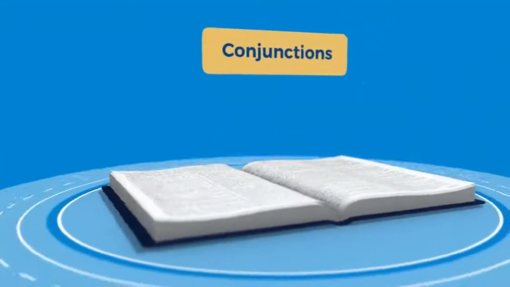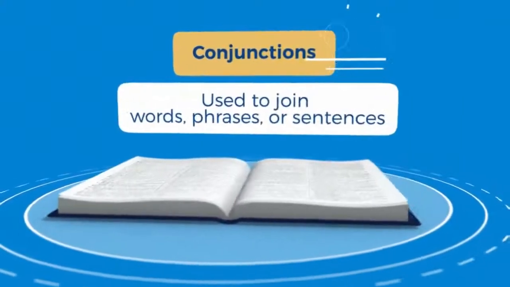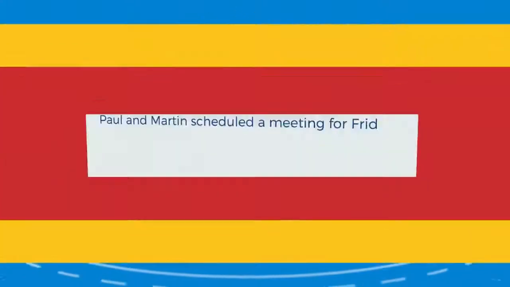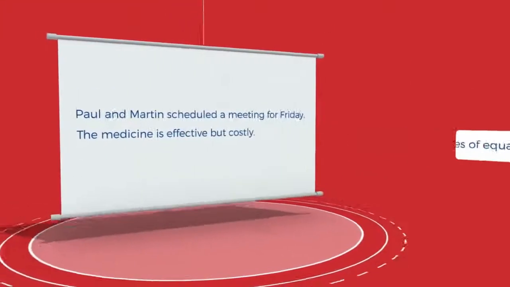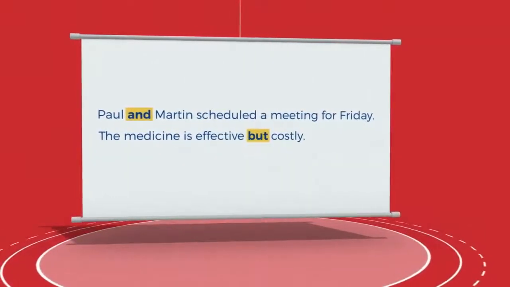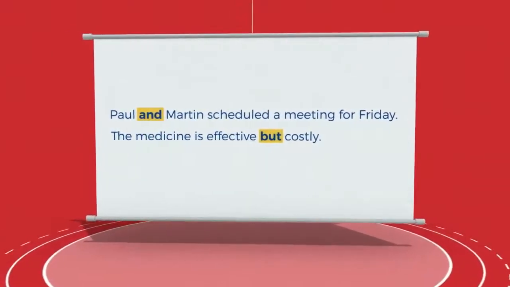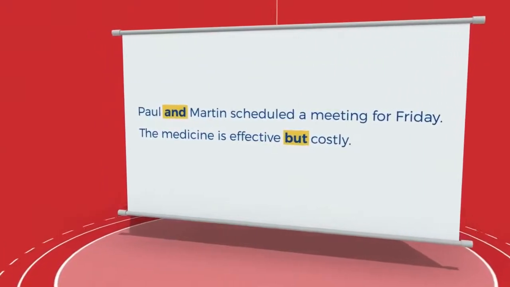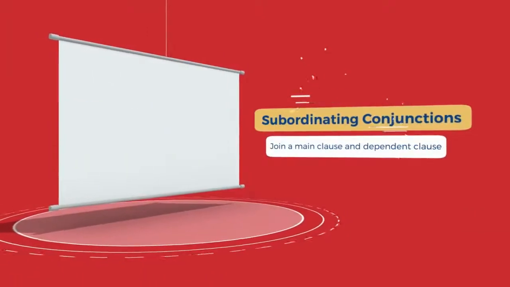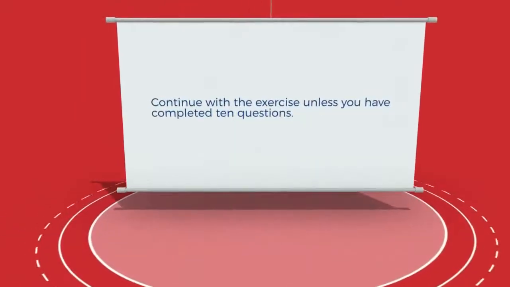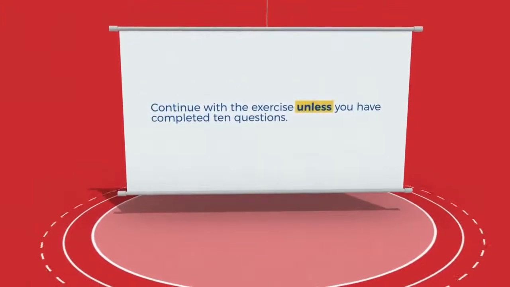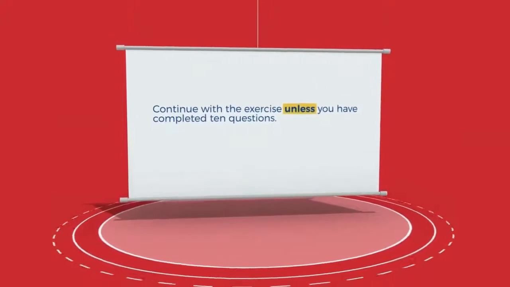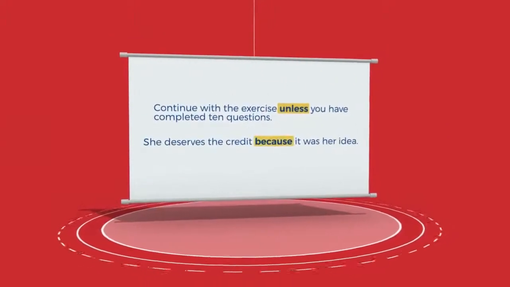Conjunctions operate almost like the hinges of speech, joining words, phrases, or sentences. There are 2 types of conjunctions. Coordinating conjunctions, like and, or, but, join words or groups of words of equal importance, such as 2 or more nouns, verbs, phrases, or clauses. A subordinating conjunction, for example, although, because, unless, opens a new clause that is dependent on the main clause of a sentence. For instance, she deserves the credit because it was her idea.